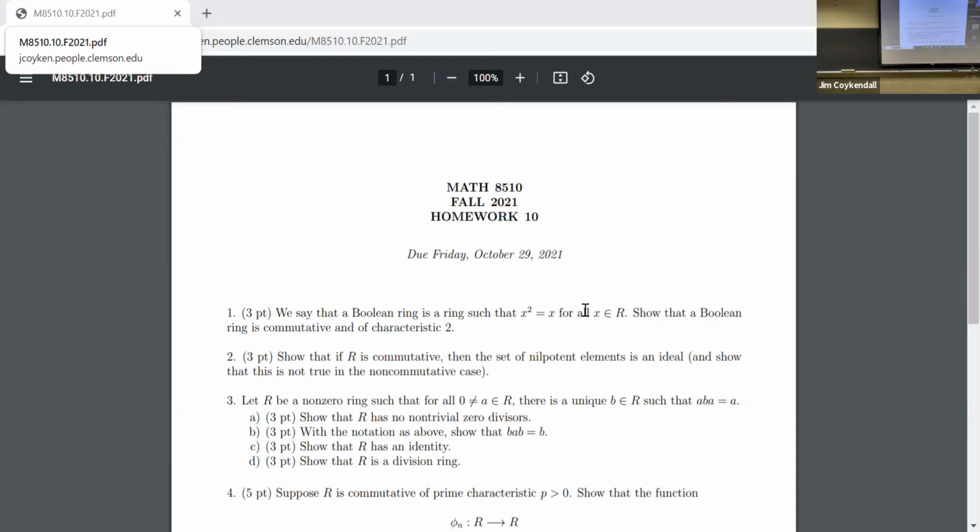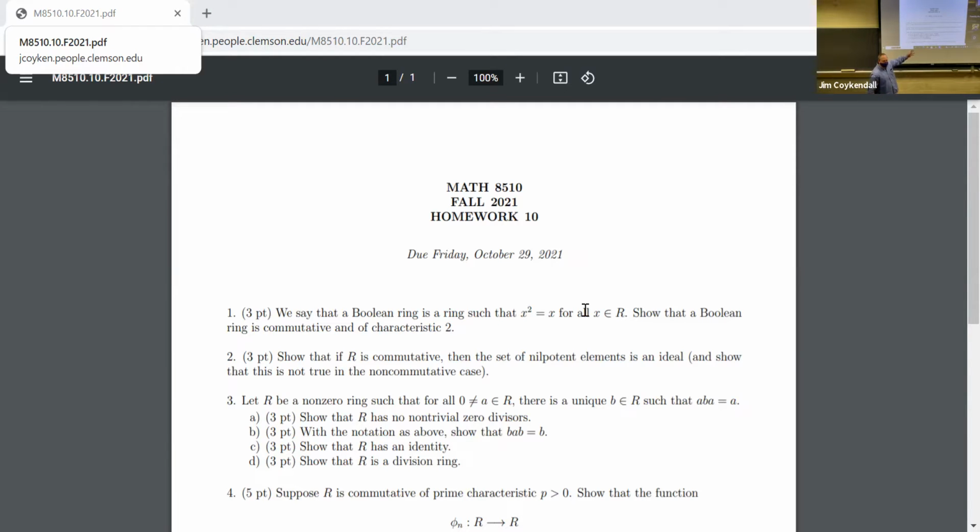Okay, so let me say a couple words about the homework. If you love computer science, you might have heard number one. You say a Boolean ring is a ring such that when you square anything in the ring, it's itself, like r squared equals r for all r. Show that a Boolean ring is commutative automatically.